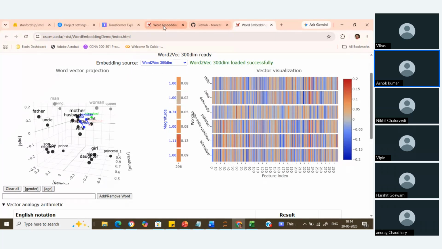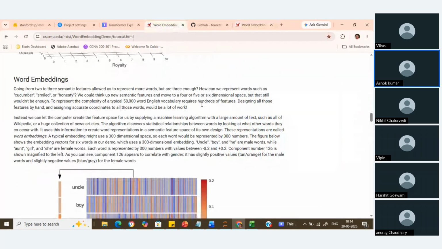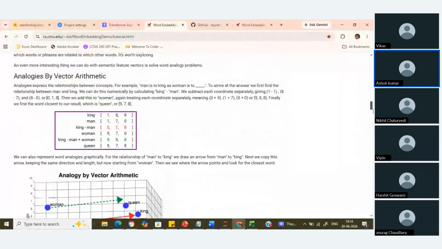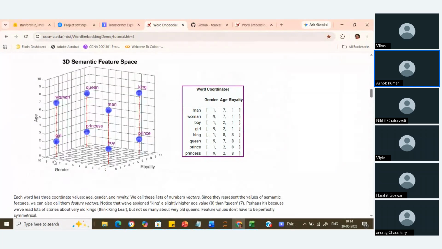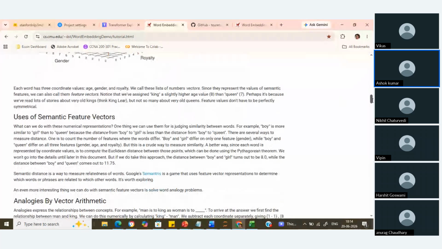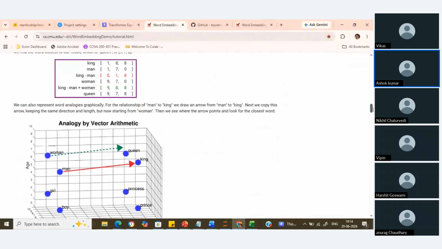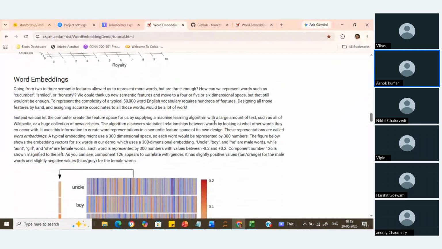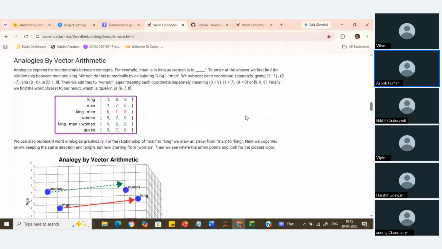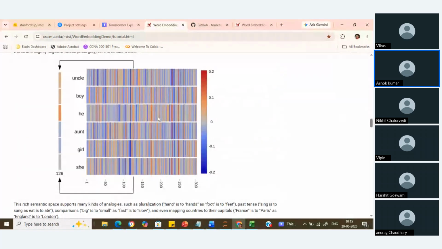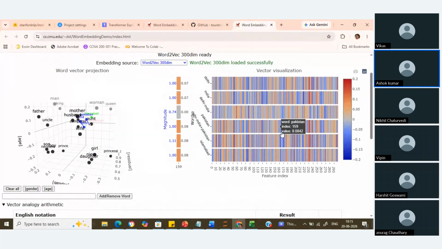If we talk about the features here, at this moment we have only three features: gender, age, and royalty. Based upon three features, we are able to predict the queen. But in this particular example, it has 300 dimensions, so it has 300 feature categories. This is the 3D view, and this word example has 300 dimensions.